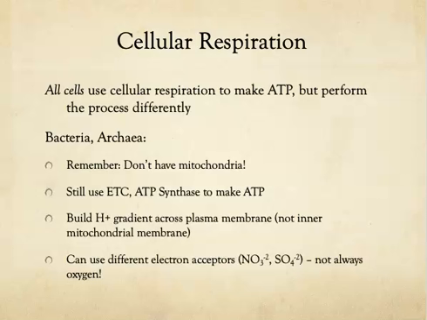They still break down carbohydrate, oxidize carbohydrate in order to make ATP. They still have an electron transport chain. They still have ATP synthase. But their electron transport chain and their ATP synthase are located in the plasma membrane. So when they build their hydrogen ion gradient, they're building it across the plasma membrane.